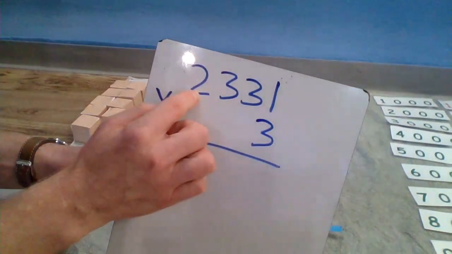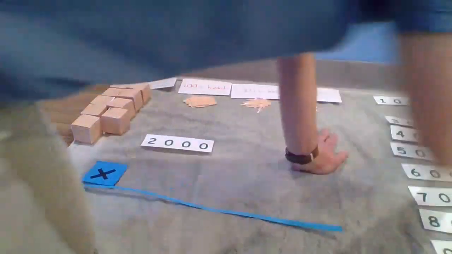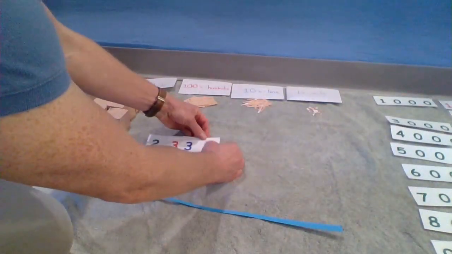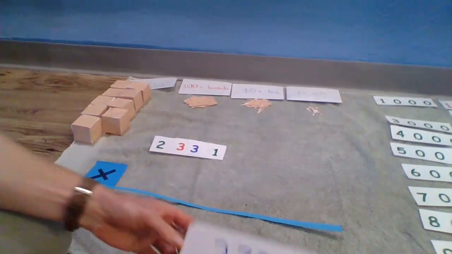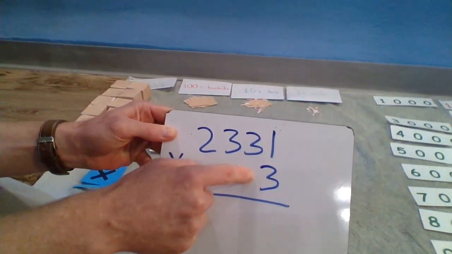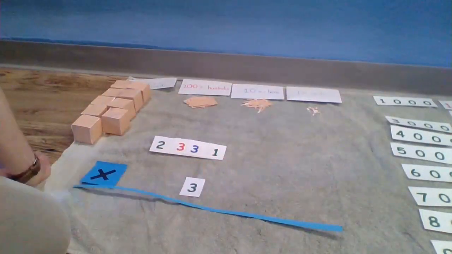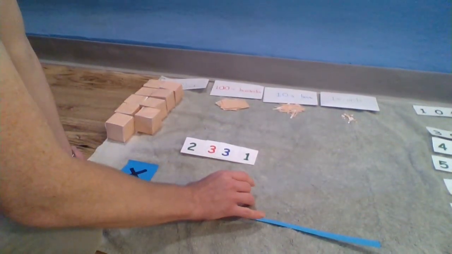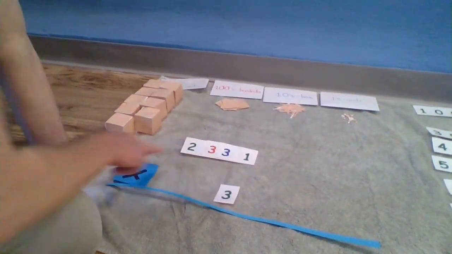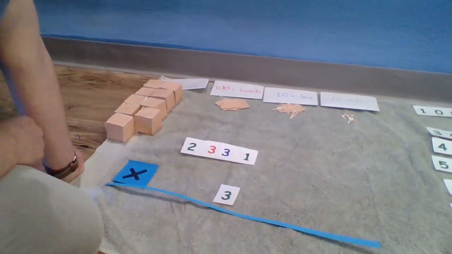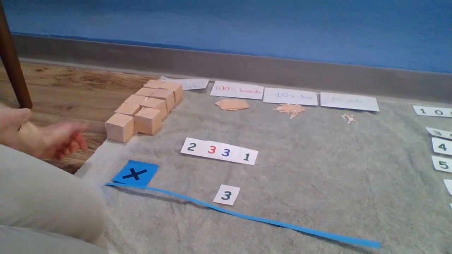So first I need to make 2,331. There we go. That's my top number. And then I need my multiplicand down here, my 3. So I have my equation: 2,331 times 3. So I'm going to make 2,331 3 times. It's that simple. So let's start.